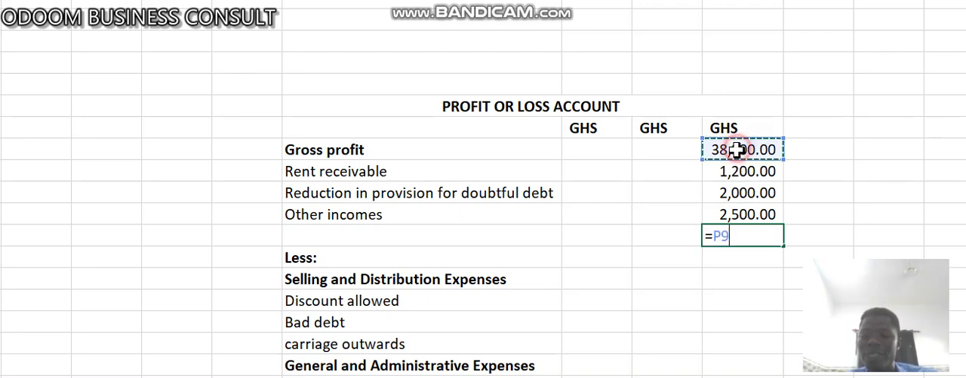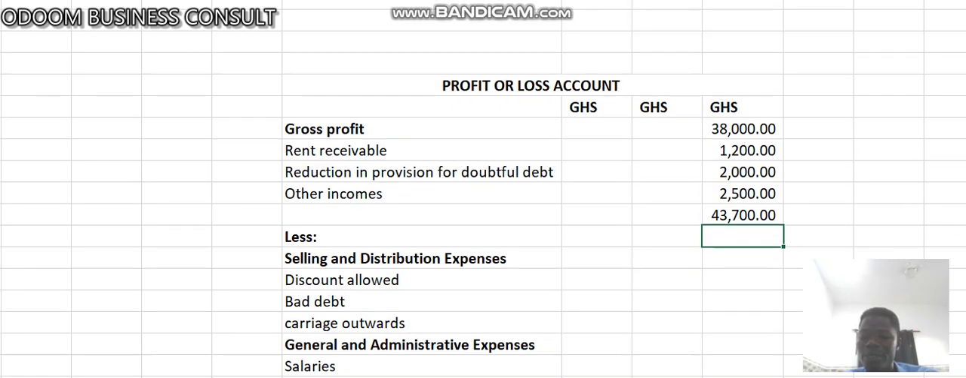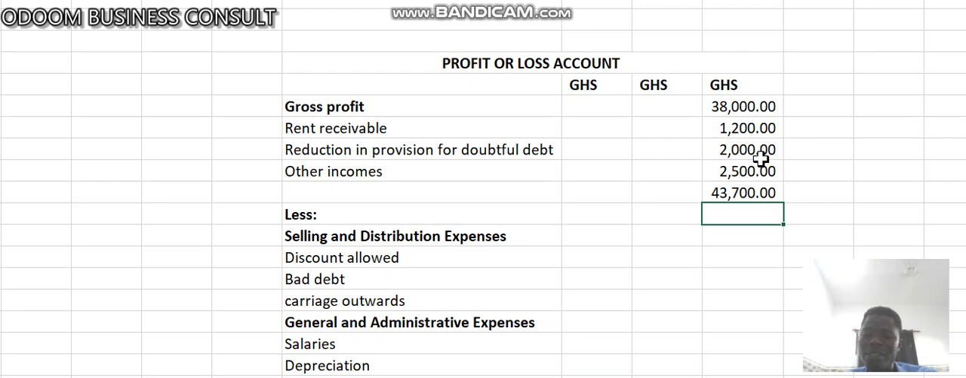So gross profit of 38,000, added to this 1,200, added to this 2,000, added to this 2,500. So it's giving us 43,700. So this is the gross profits in addition to the gains and incomes that we realize within the accounting period.